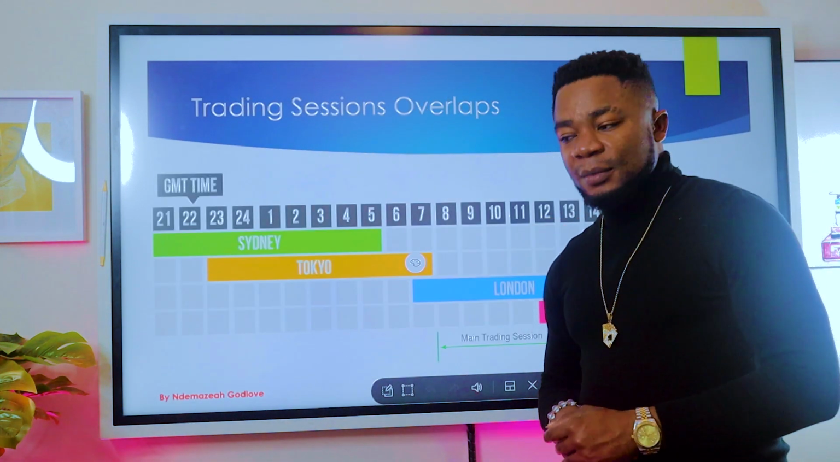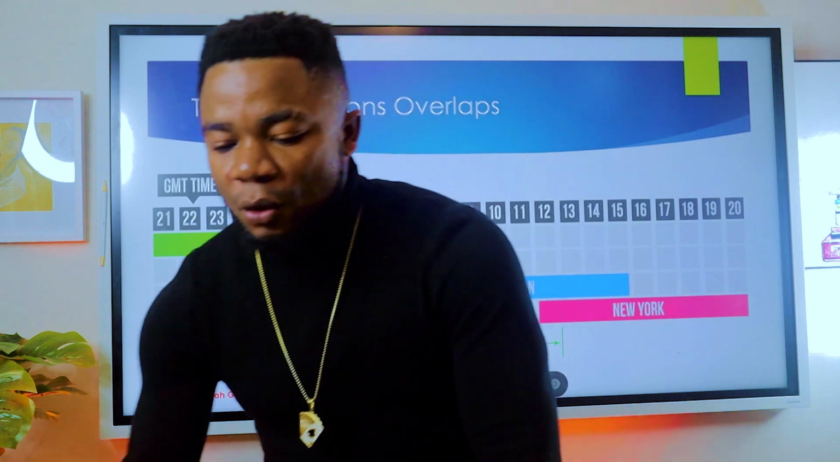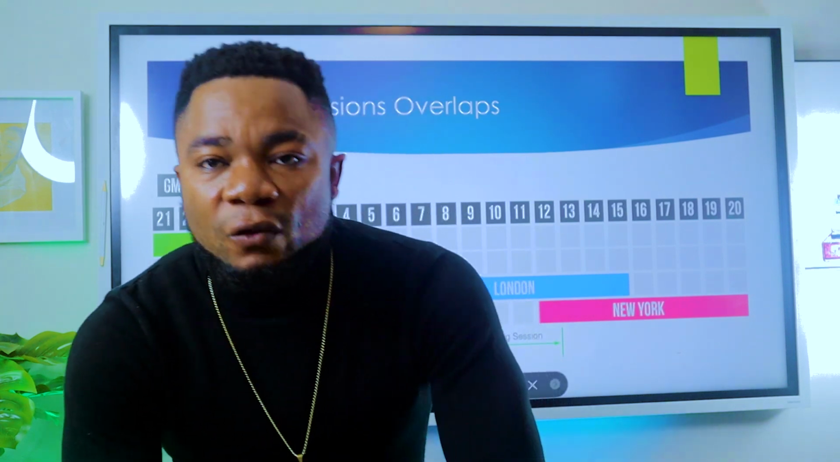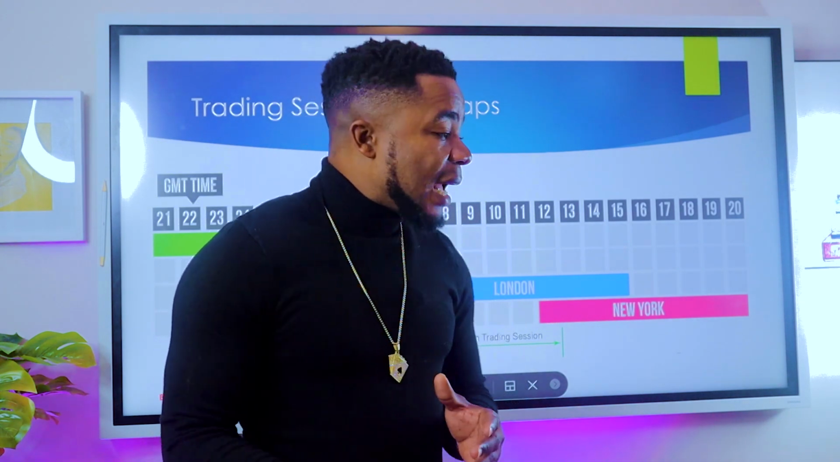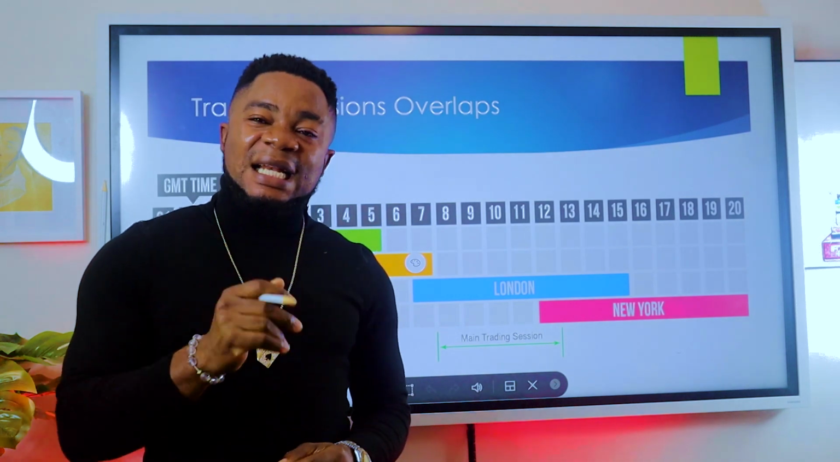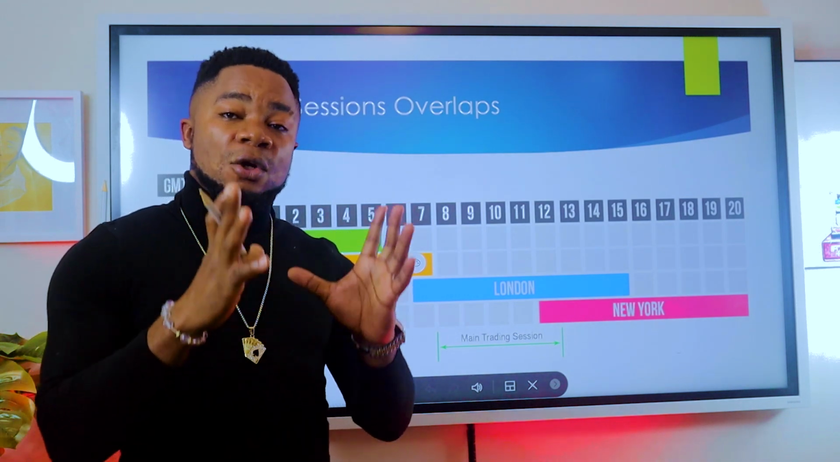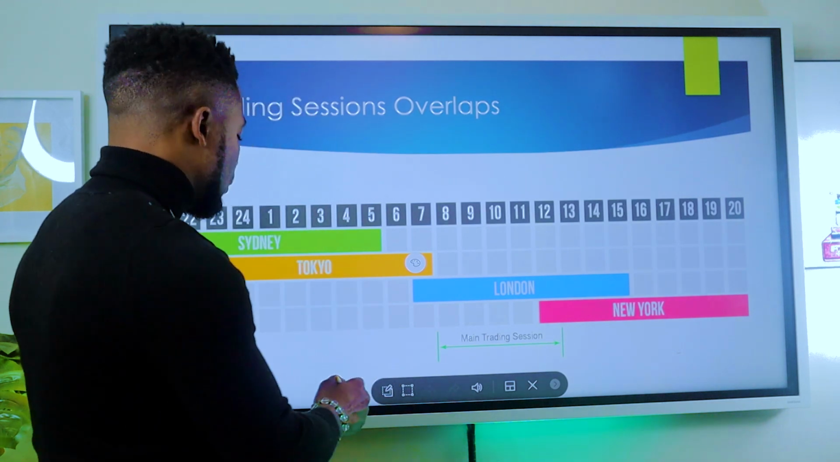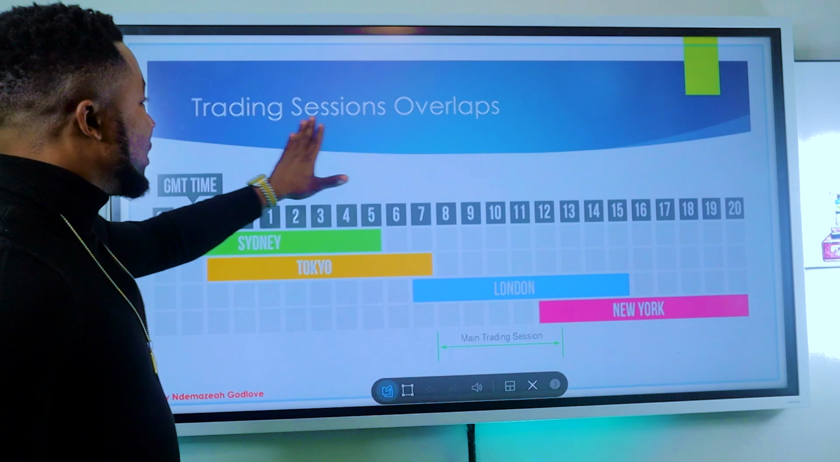Trading sessions overlap. This is the reason why we even talk about forex market sessions: the forex market overlap. Because when two forex sessions overlap, there's high liquidity, or high volume, at that particular point in time. So anytime you want to trade forex, if you see that there are 2 sessions which are overlapping, then that is the best time to trade the currency pairs which are made up of those sessions. Let me explain what I'm saying. You can see here we have the trading sessions overlap.